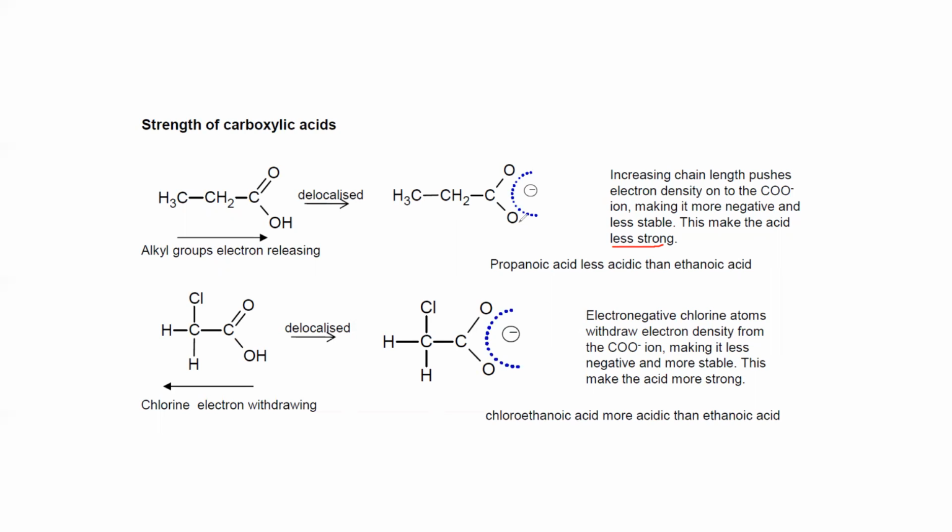Acids are proton donors. Once it has donated its proton, because these alkyl groups are electron releasing groups, they supply electrons to this carbon, meaning electrons are pushed towards this carbon. If electrons are pushed towards this carbon, where there is already an oxygen and carbon double bond, this bond cannot vibrate easily. So it makes it more negative, or less stable.